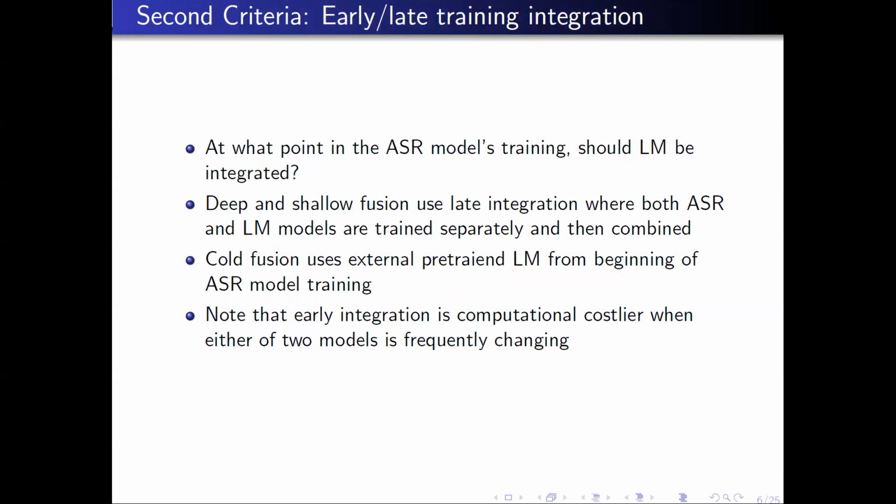The second criterion answers the question, at what point in the ASR model's training should the language model be integrated? Deep and shallow fusion use late integration, where both the ASR and language models are trained separately and then combined. In contrast, cold fusion uses an external pre-trained language model from the beginning of ASR model training. Note that early integration is computationally costlier when either of the two models is frequently changing.